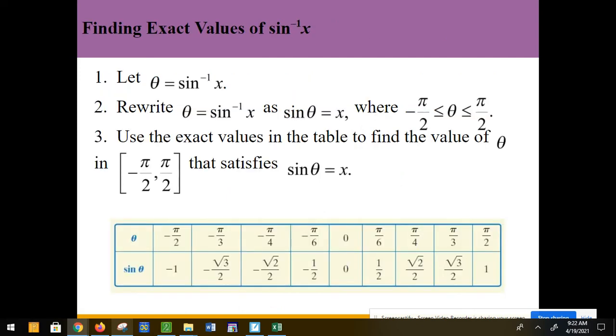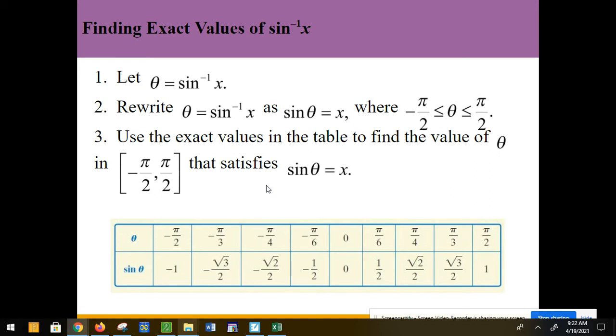If you're being asked to find exact values of sine inverse of x, what you're going to do is make a table of the key values. So we go from negative pi over 2, negative pi over 3, negative pi over 4, negative pi over 6, 0, and then all those positive as well. Again, this is a table of the original sine function values. This is essentially straight off of the unit circle, although we are going backwards to some of these negatives.